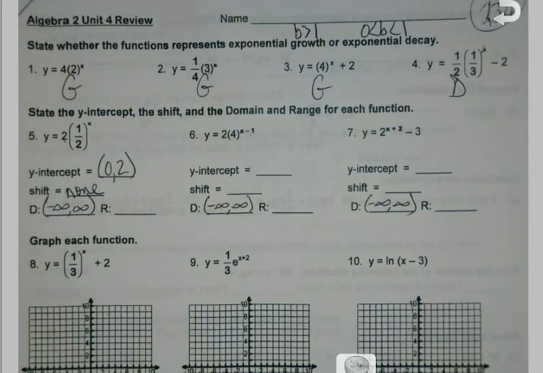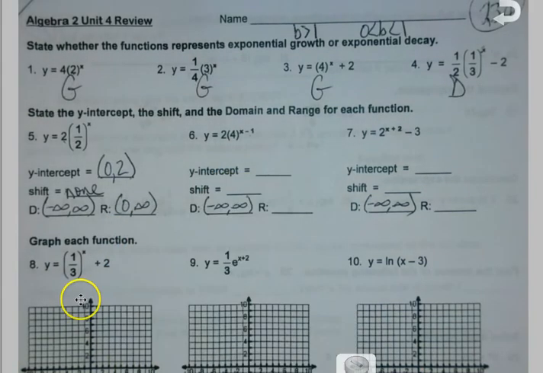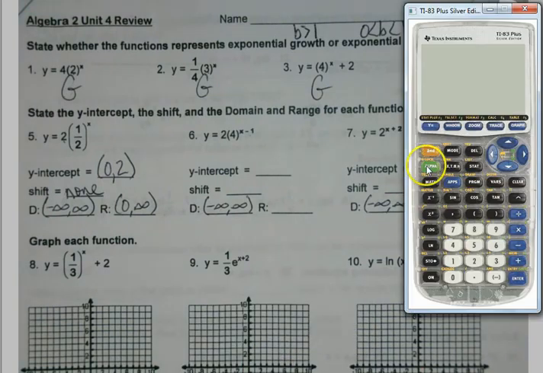My range, if I don't have a shift, is always going to be from 0 to infinity. Now again, if you don't remember that, you always have the option of giving yourself that little bit of a reminder. And you notice down here, okay, my lowest y value seems to be approaching 0, but then it goes on up to infinity. So that's how I know that's going to be the case.